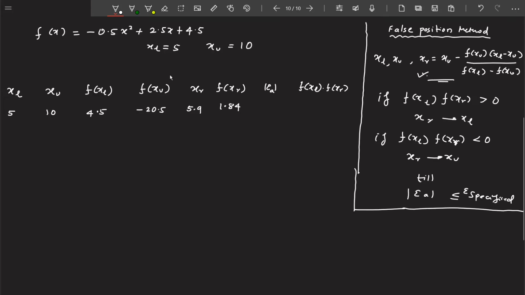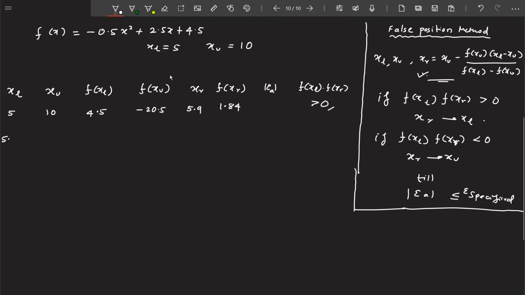If you see here, fxl is positive and fxr is positive, so the product comes out to be positive, that means it's greater than 0. So when this product is greater than 0, for the next iteration your xl will be replaced by your xr.